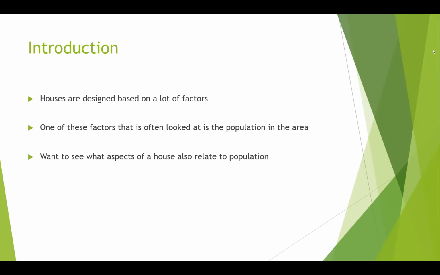So for example, if you live in an area with a lot of people like New York City, the houses there are going to generally be smaller and more compact so that they can account for more people. But on the flip side of things, if you live in some rural town in Kansas, having a big farm with a lot of land isn't going to be much of a problem since you don't have to worry about population. So that's just one example of a variable that relates to population. I want to see what other aspects of a house are also related.